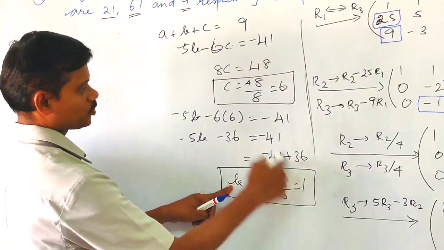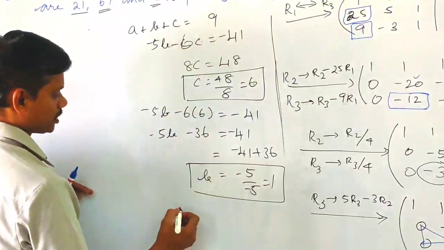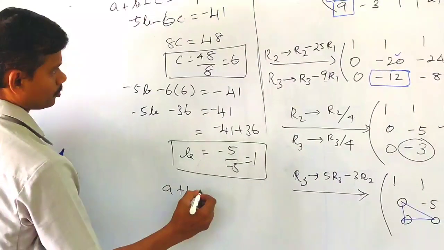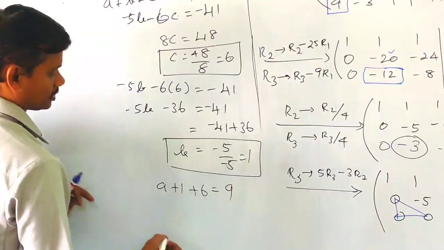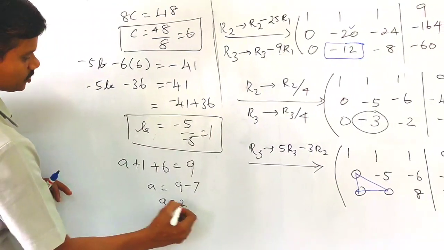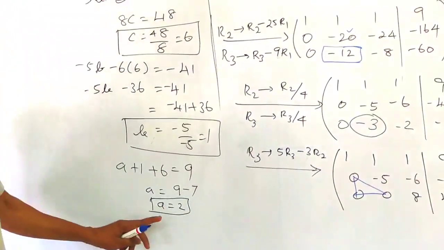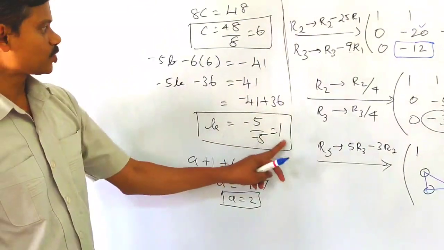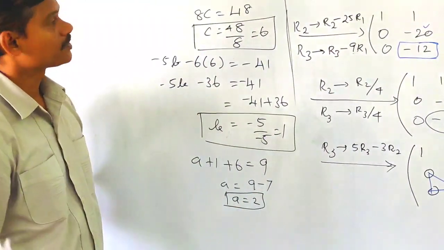Substitute the value of B as 1 and C as 6 in this equation. You will get A plus 1 plus 6 is equal to 9. That is A is equal to 9 minus 7, which is A is equal to 2. Now we are at the value of A as 2 and B as 1 and C as 6.